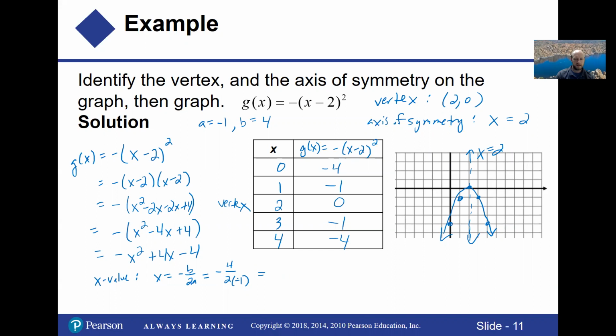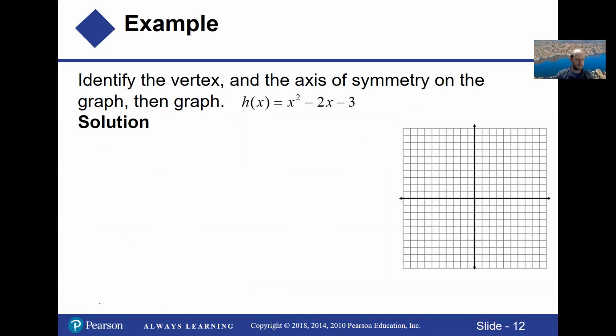And this is going to end up being 2, when I have negative 4 divided by negative 2. Then I substitute it back in. So my y value is equal to g of 2. Plug into our original equation where we see that x value, and 2 minus 2 is 0. So it's 0 squared, which is 0. So yes, I just verified that the vertex is in fact 2, 0, and I know that the axis of symmetry is x is equal to 2.